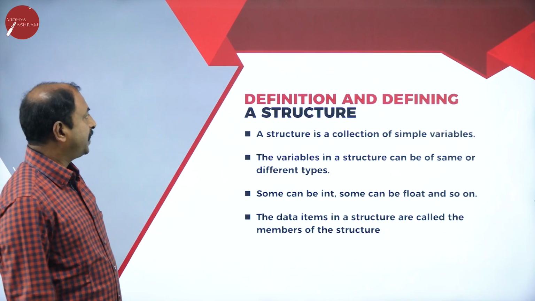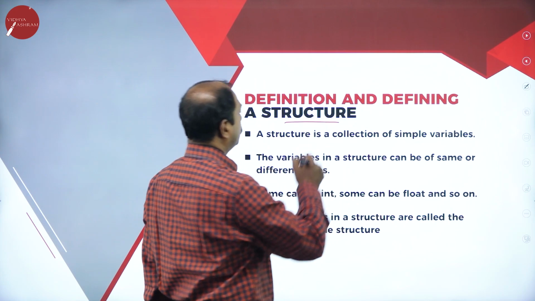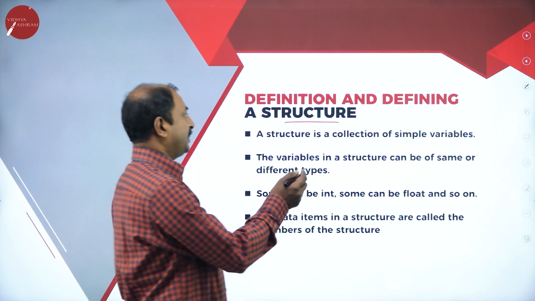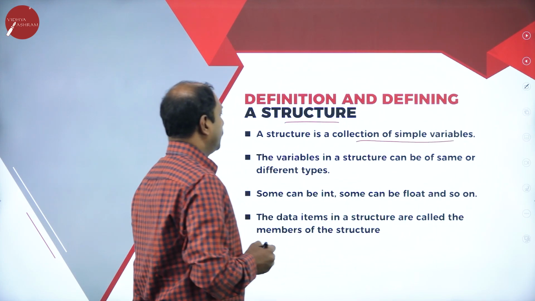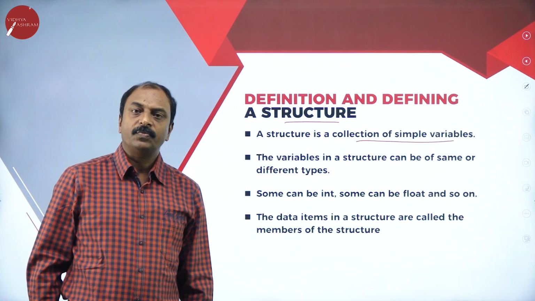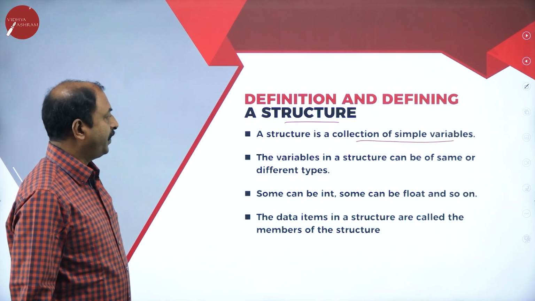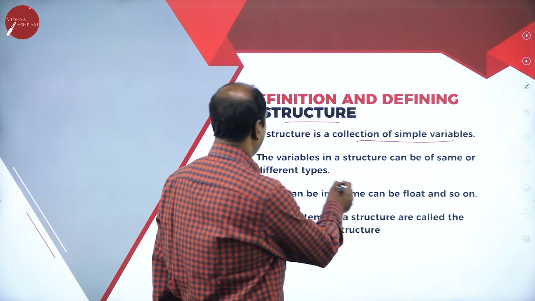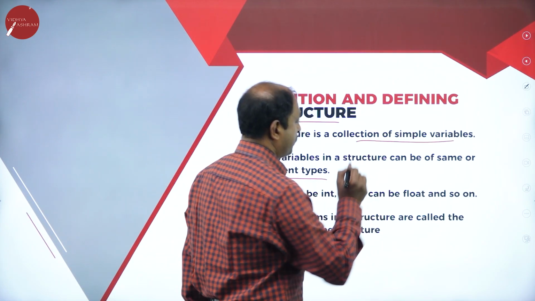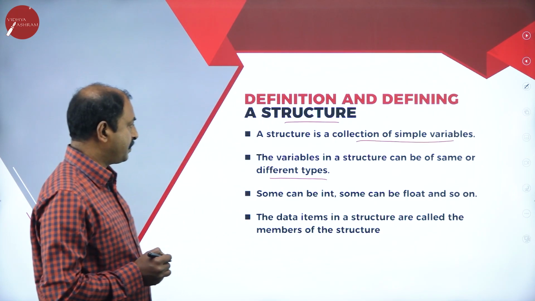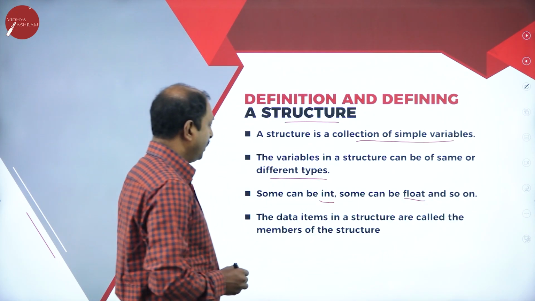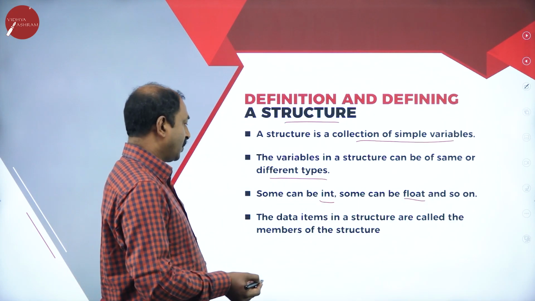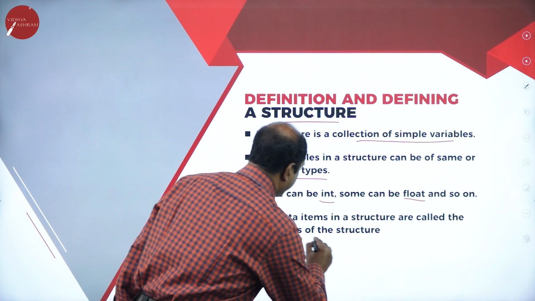Now let us start with the definition of a structure. So what is a structure? A structure is a collection of simple variables. The variables in a structure can be of same or different types. Some can be int, float and so on. The data items in a structure are called the members of the structure.